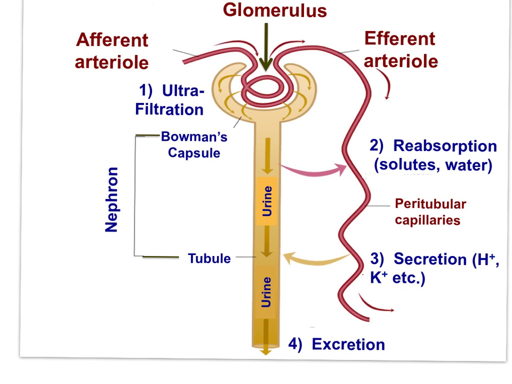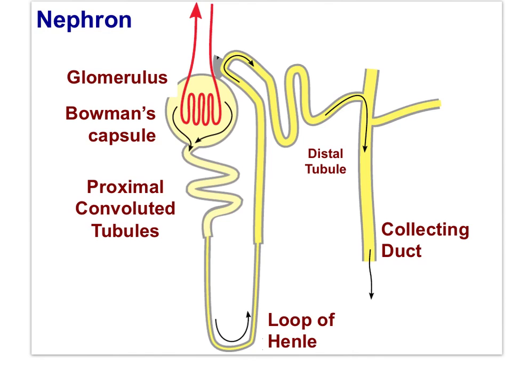The nephron. Here is a simplified image of the entire nephron. Hopefully, the transition to this slide from the last one is reasonably clear. The afferent arteriole brings blood to the glomerulus. The glomerulus is embedded within Bowman's capsule. Ultrafiltration occurs here as small molecules, including urea and water from the blood, enter the nephron.